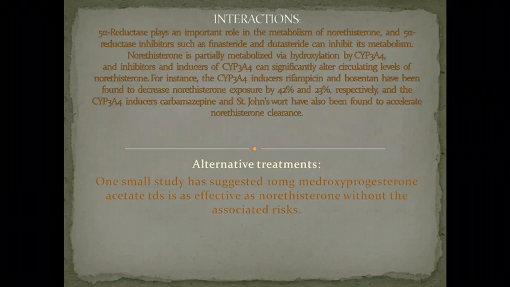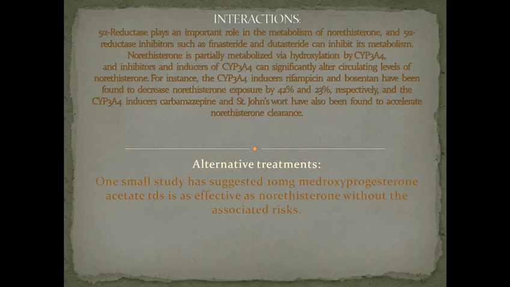Now we see the interactions. 5-alpha reductase plays an important role in the metabolism of norethisterone, and 5-alpha reductase inhibitors such as finasteride and dutasteride can inhibit its metabolism. Norethisterone is partially metabolized via hydroxylation by cytochrome 3A4, and inhibitors and inducers of cytochrome 3A4 can significantly alter circulating levels of norethisterone.